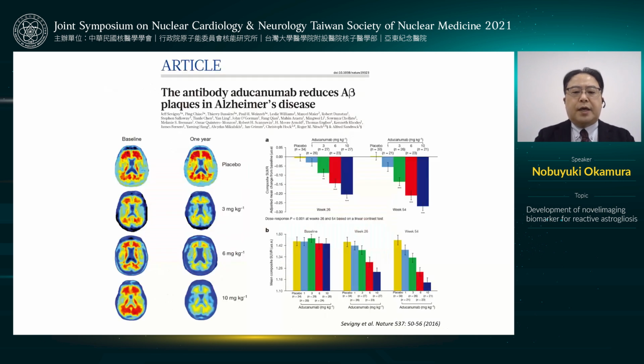Amyloid PET has been widely used in the clinical trials of anti-A-beta therapy. As you can see, the A-beta antibody aducanumab demonstrated dose-dependent reduction of amyloid plaques after the treatment. So amyloid PET can facilitate appropriate patient selection and measure the effectiveness of A-beta clearance.